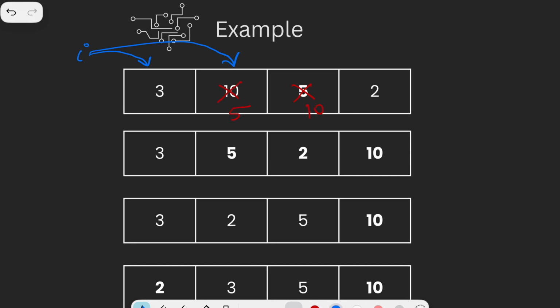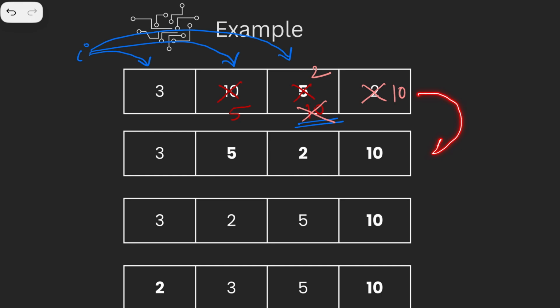Once swapping is done, we will move our iterator I to the next position. Now our I is pointing to the updated number 10. This 10 and 2 are again not in correct order. See, 10 is greater than 2. So again what we do, we swap these 10 and 2. So here we will have 2 and here we will have 10. So this is the result after the first iteration: 3, 5, 2 and 10. If you look at this carefully, this element 10 has reached the end of the array.